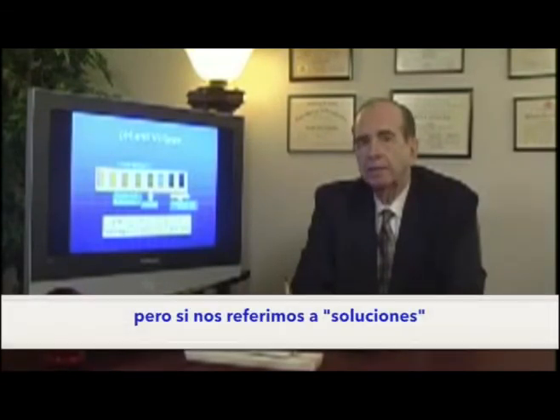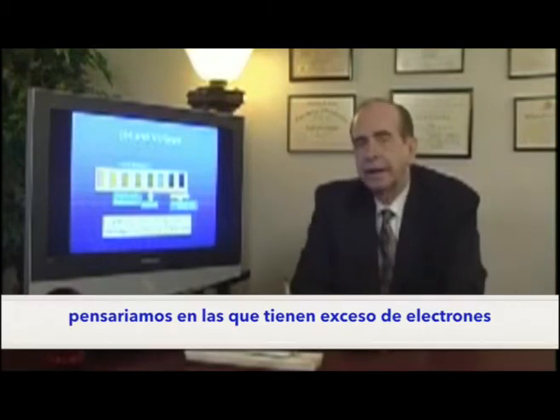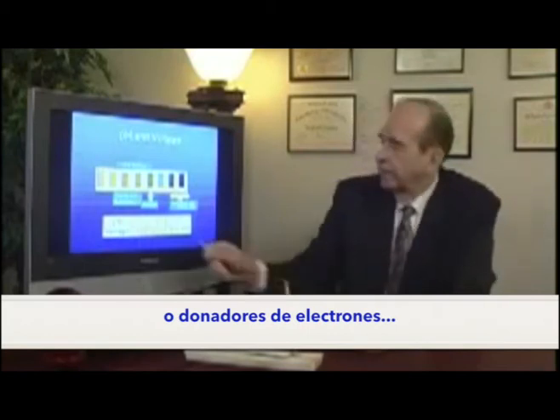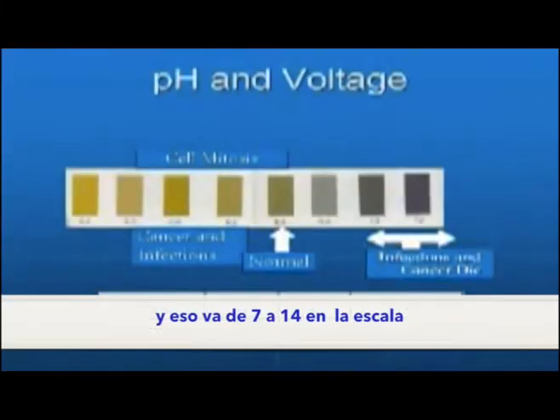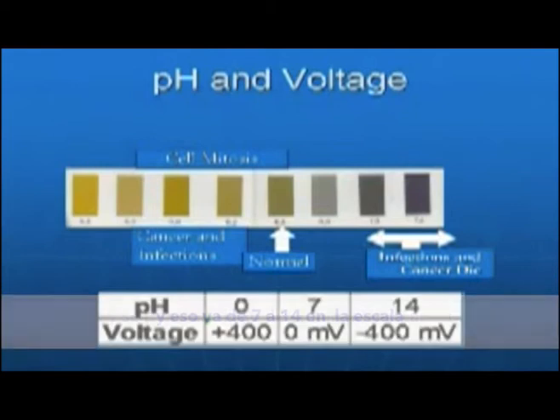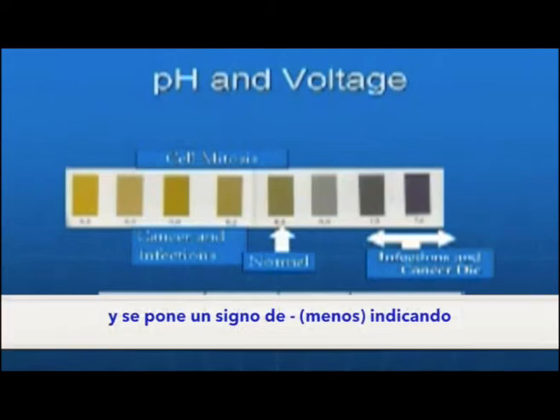However, if we talk about solutions, then we can talk about there being an excess of electrons or an electron donor, and that is from 7 to 14, which means you have a minus sign in front of it indicating that there are electrons available to do work. We can also call that alkaline.